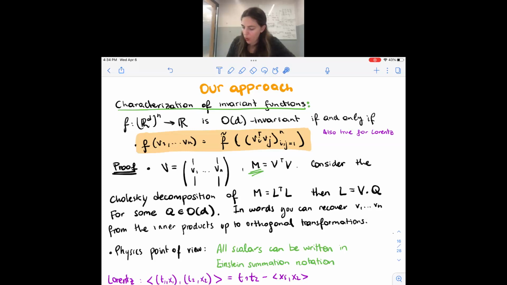So in physics terms, this idea can be seen as saying that all scalars can be written in what is called the Einstein summation notation. And in the case of the Lorentz group, instead of using the standard inner product, you use the Minkowski inner product, which is defined as the product of the time components of your vectors minus the inner product of the space components. Okay, so far so good.